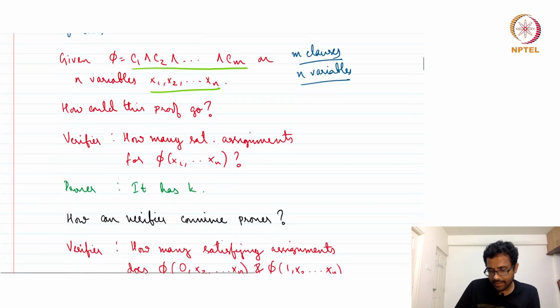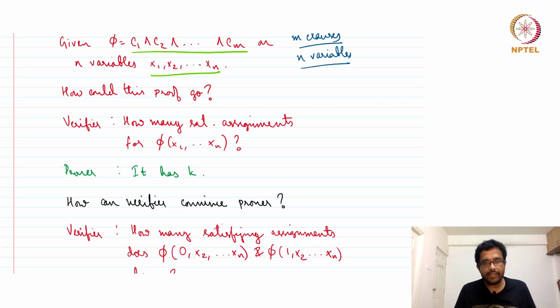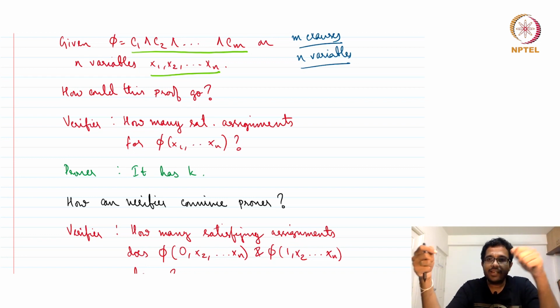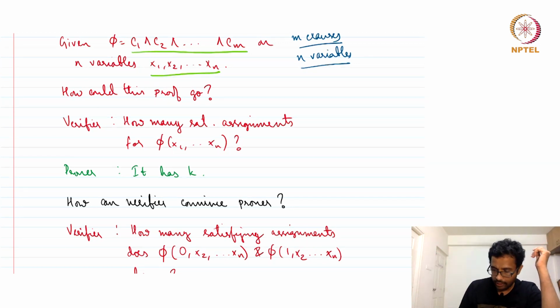Now, because we don't know any otherwise, let us try to see how this proof will go. The verifier may ask, tell me how many satisfying assignments are there. The prover may say it has k satisfying assignments. Now the verifier says, okay, convince me that there are k satisfying assignments. So how will he convince? There has to be a protocol. Some partial or specific information could be provided that the verifier could verify locally.